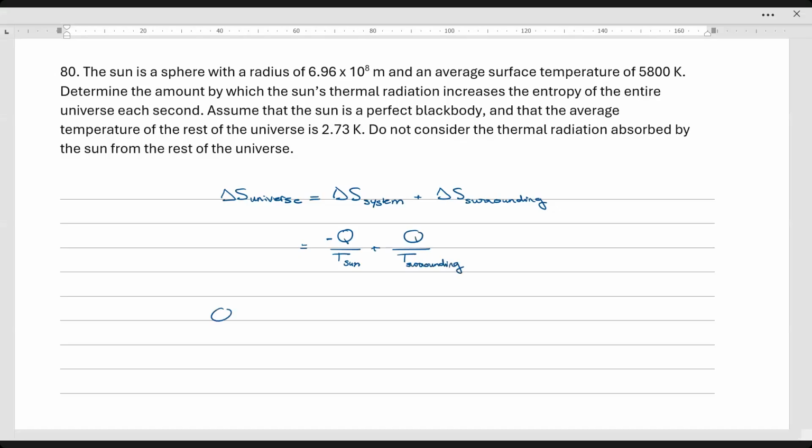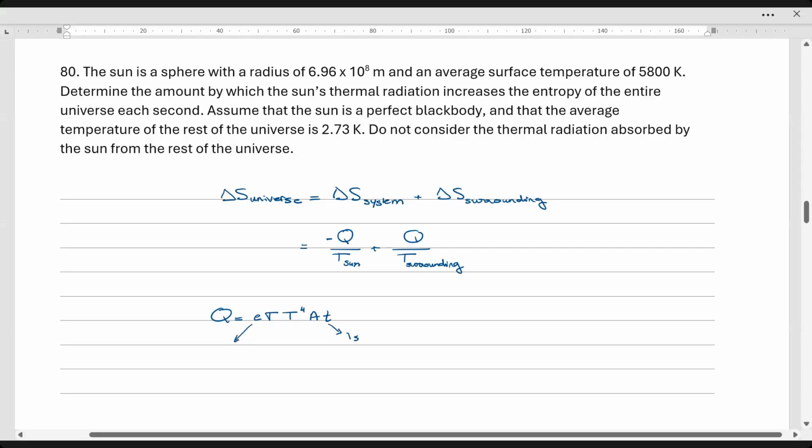Now, for the value of Q, because the process is basically some heat transfer by radiation, I will write down the formula of the radiation heat transfer. We want to find the increase of the entropy each second, so I know the time is 1 second. E is the emissivity, and because we are considering the sun to be a black body, the emissivity value is just 1. And sigma is the Stefan-Boltzmann constant, which can be written as 5.67 times 10 power minus 8. T is the temperature of the sun, which is given by 5,800 Kelvin.